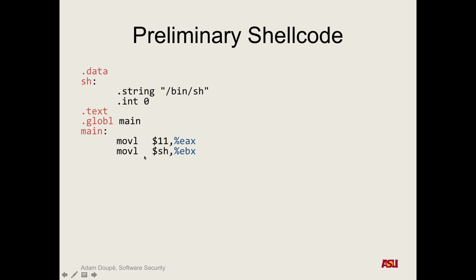We can then move sh into EBX. So this will move the address of this string /bin/sh into EBX. We then need to do what? So this is alpha, so we've set up alpha, but what do we now need? We need beta, right? We need something that has alpha and then 0, and we need to get that address.